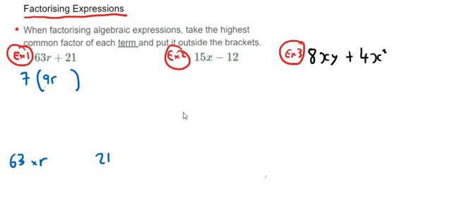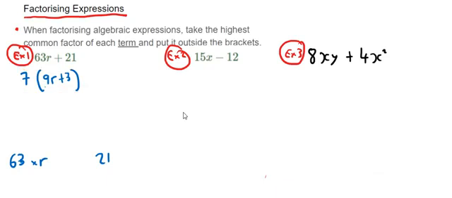Then I need to figure out what goes in the second part, and you look at it in the same way. Something times 7 will give me back 21. So something times 7 is 21, so it has to be 3. So it's going to be plus 3 there. So that's it factorized then. That's the answer. That's the factorized version of the top line.